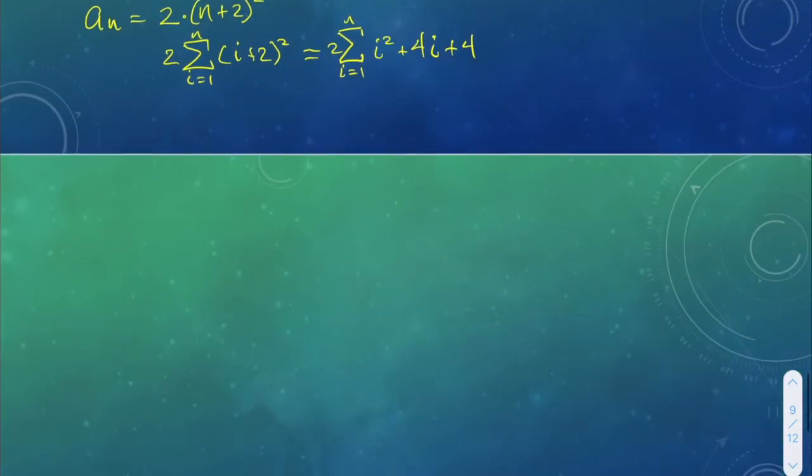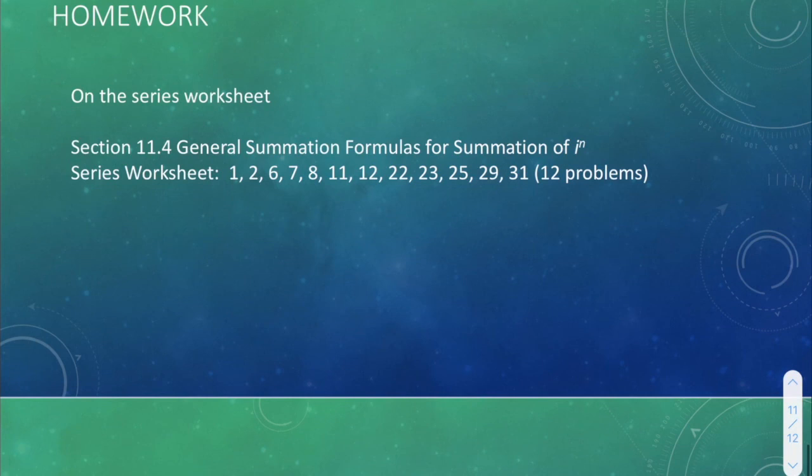So here's our homework. I've provided for you a worksheet that you need to download, and I've also provided for you a PDF set of my notes here, so that you can look at the work that we've done to get to this. There are 12 problems right here. I want you to do these numbers: 1, 2, 6, 7, 8, 11, 12, 22, 23, 25, 29, and 31 on the series worksheet. And refer back to this video in order to get some help.